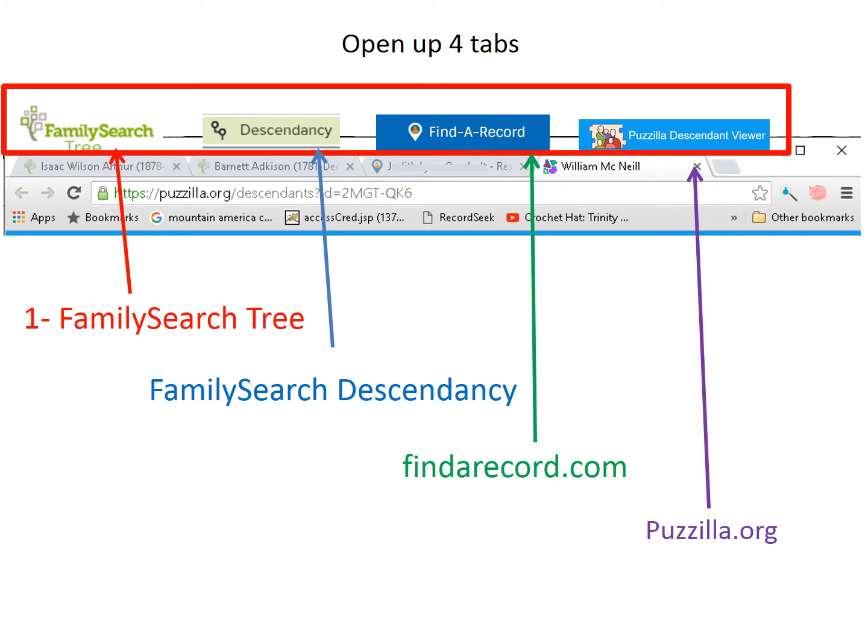The third tab, I will choose another ancestor's line and open up findarecord.com. I would choose a third ancestor from a different line and open up a fourth tab in Priscilla. Since each of these programs take a little while to populate, this method will save time.